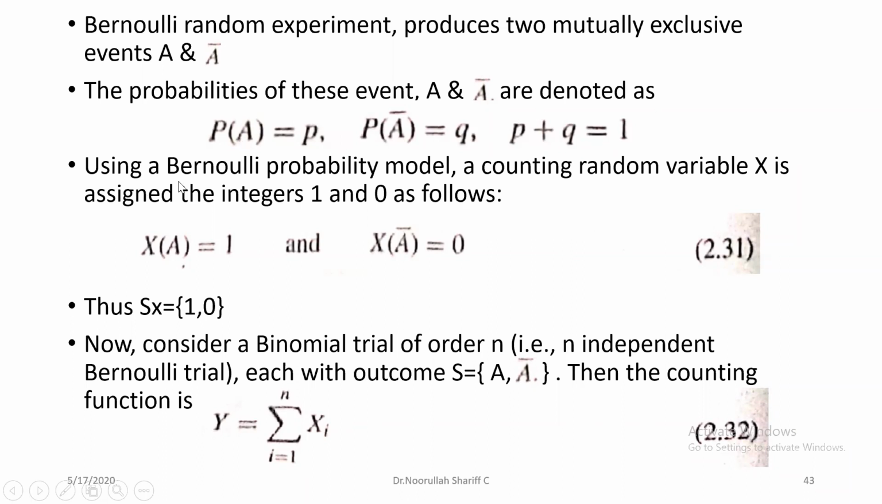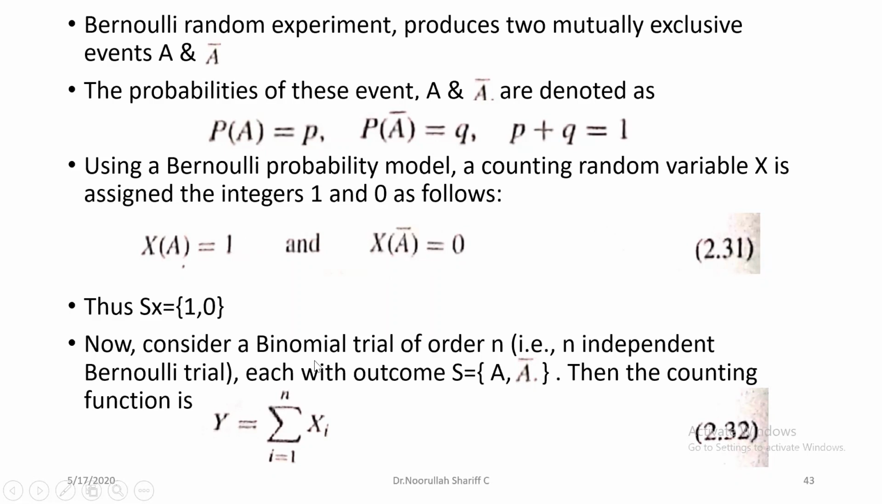So using the Bernoulli probability model, a counting random variable X is assigned the integer either 1 or 0 as follows. Generally we write X of A is equal to 1 and X of A bar is equal to 0. So X will take the value 1 or 0. It can take either 1 or 0.